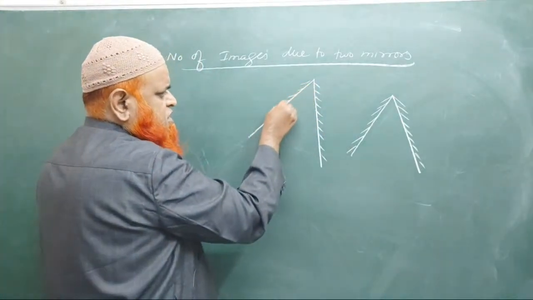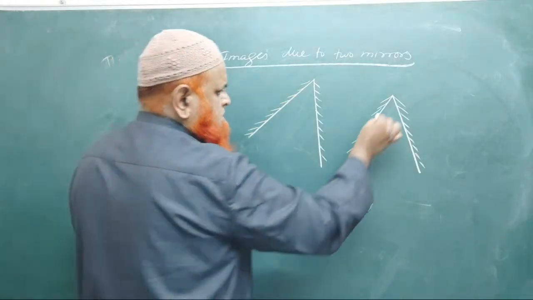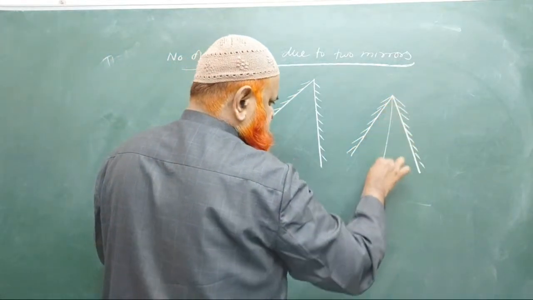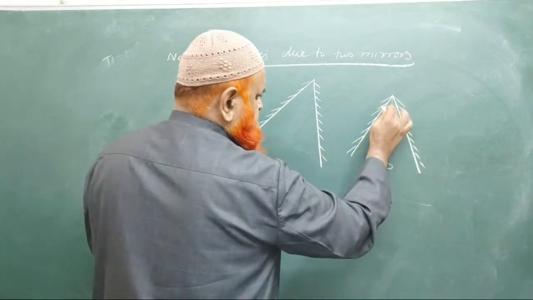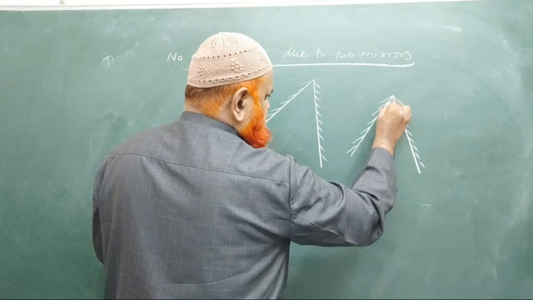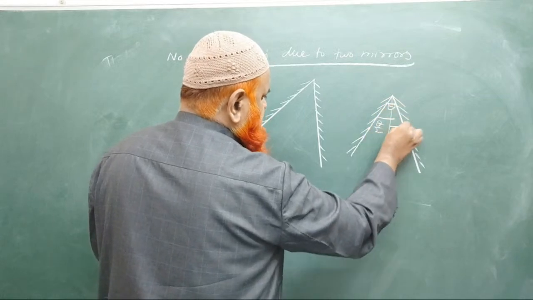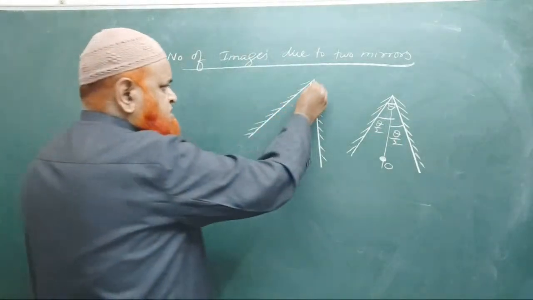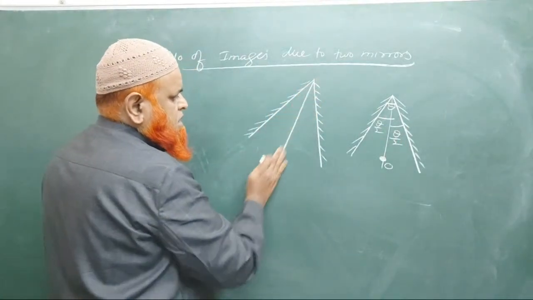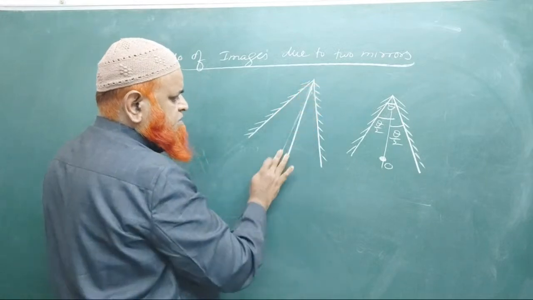Here, one more situation of 2 mirrors. And this is exactly, object is placed at this point here. And this total angle is theta. That means this is theta by 2, this is theta by 2. Now here in this case, object is not exactly at the middle.